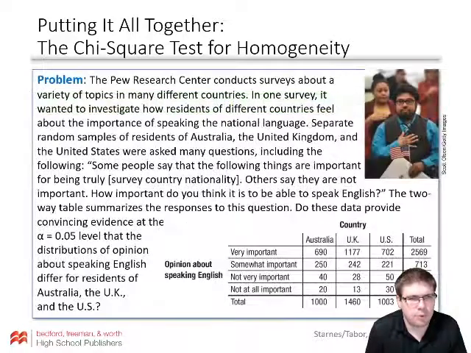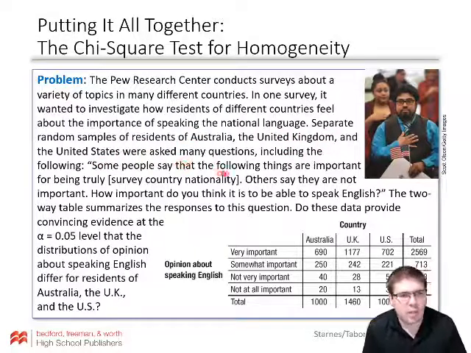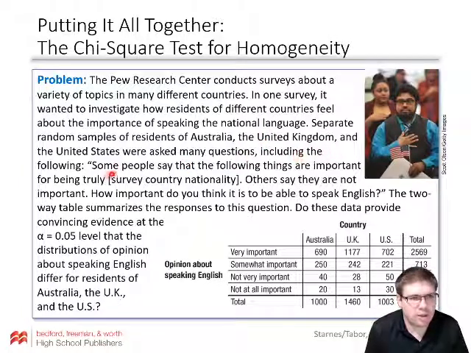So, example problem, we'll go through the whole thing here. The Pew Research Center conducts surveys about a variety of topics in many different countries. In one survey, it wanted to investigate how residents of different countries feel about the importance of speaking the national language. Separate random samples of residents of Australia, the United Kingdom, and the United States were asked many questions, including the following. Some people say that the following things are important for being truly a national of the survey country.